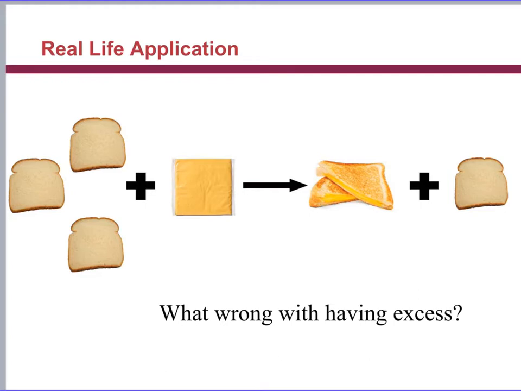So in task one, the simulation that you guys did, you kind of started off making sandwiches and different types of sandwiches and trying to figure out what combinations you needed of bread, cheese, and I believe meat to not have any excess. So I just kind of want to pose the question to you guys, like, what is wrong with having excess?